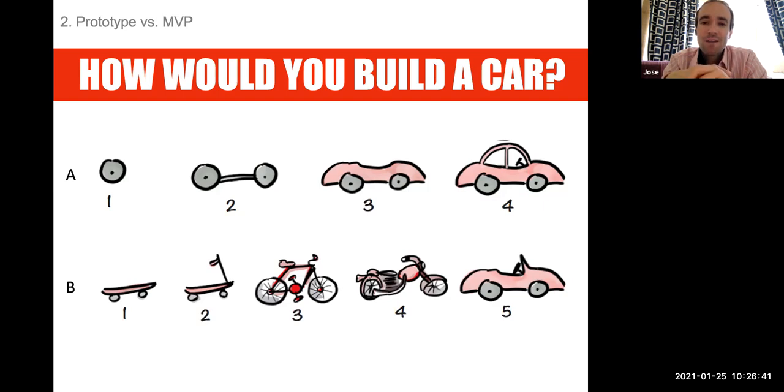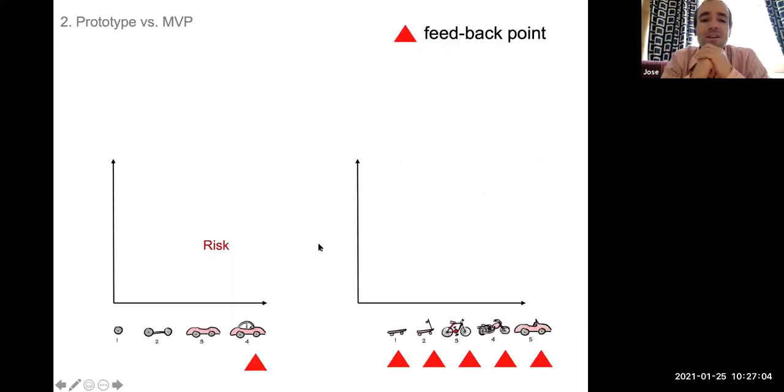with feedback. But in A, only until you are in 4, you can ask the user, you can get real feedback from the market. This means that you work blindly for a long time, and this is super dangerous. Whereas here you work with feedback more often, and so on. Sounds good?